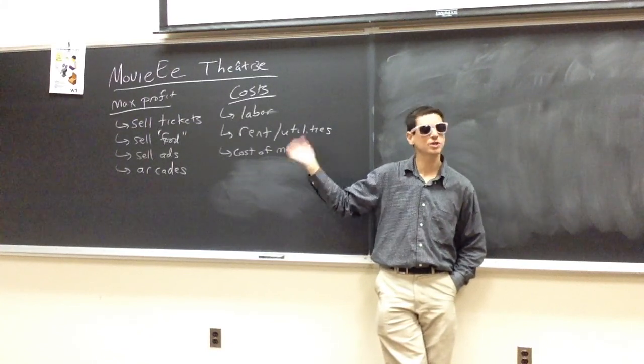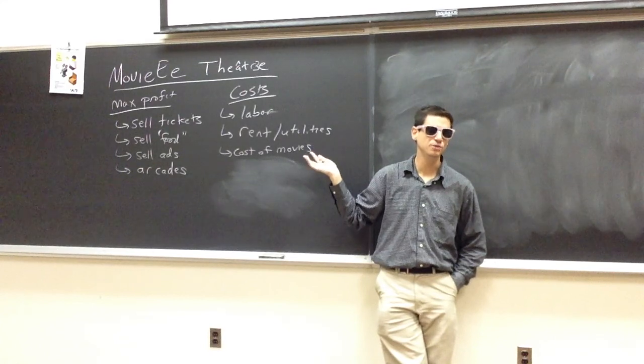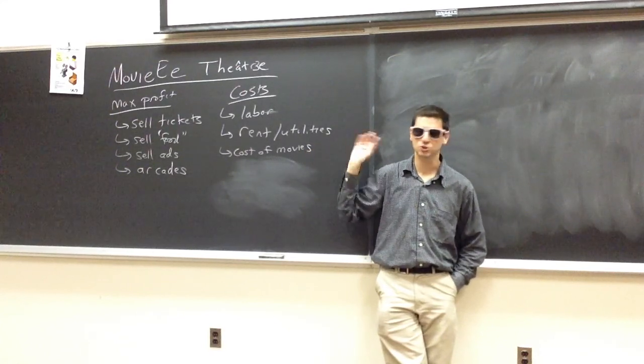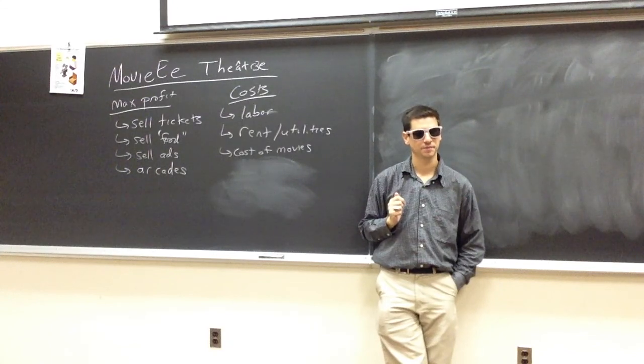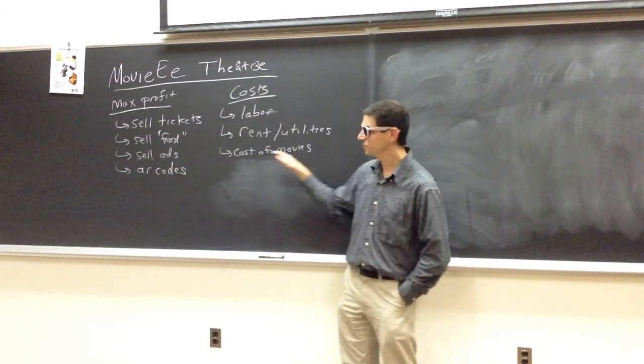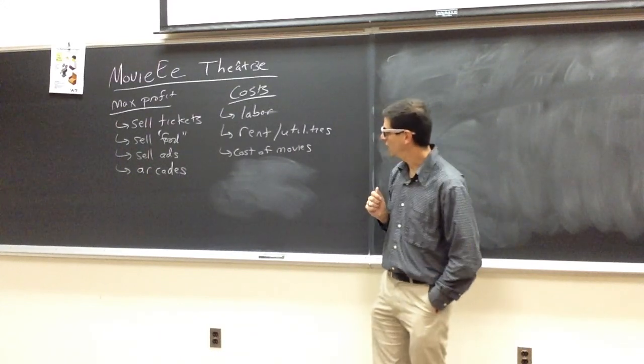A lot of times you are stuck with a movie, and it might actually even be in your best interest not to show the movie, even if you have the rights to show it towards the end of its run, because you can do better showing something else. So in terms of figuring out the cost of movies, this can be a very complicated thing. What else do we have?